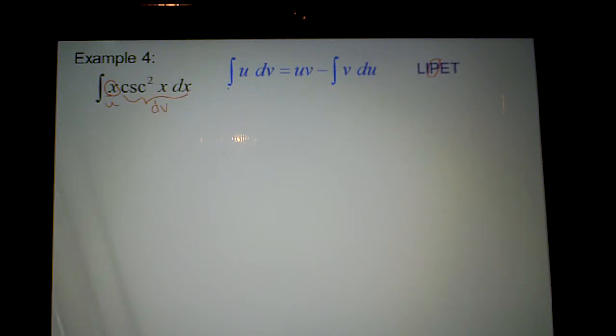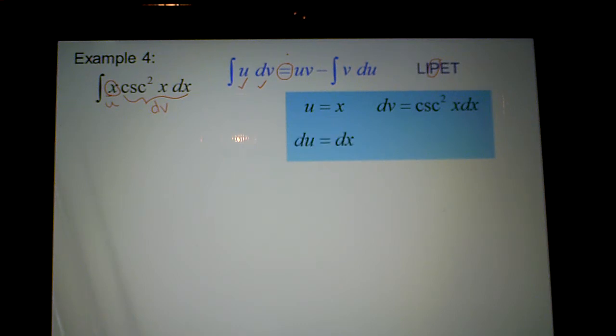So I now have the integral of u dv, which is equal to uv minus the integral of v du. So my u is x, differentiate x and I get 1, anti-differentiate cosecant squared, and I get negative cotangent x.